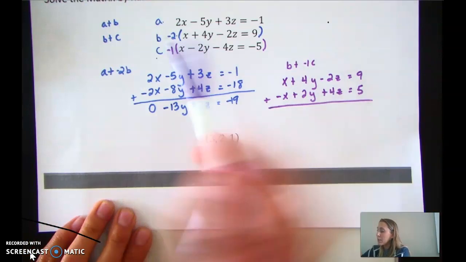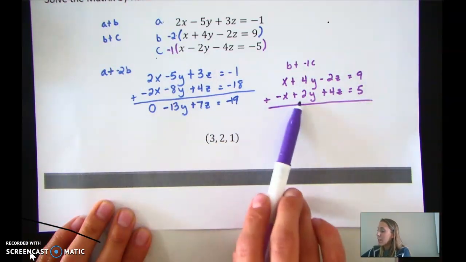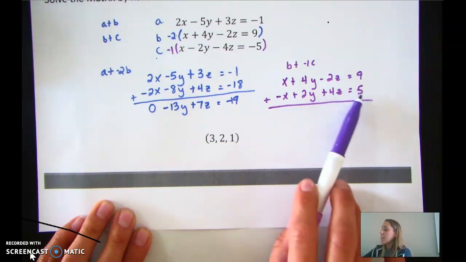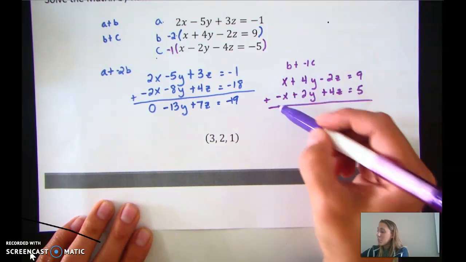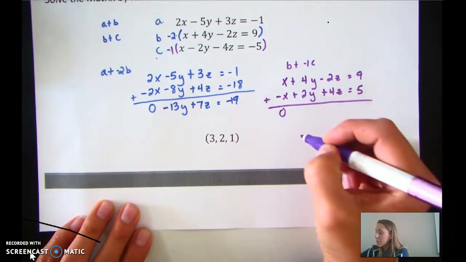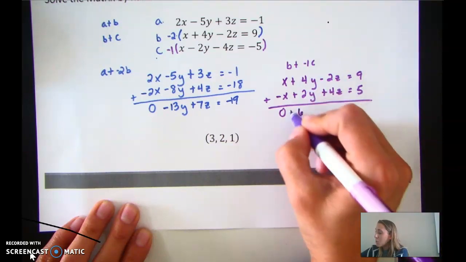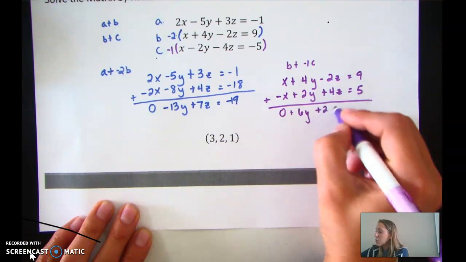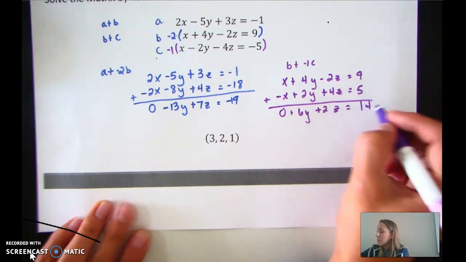So negative 1 times x is negative x. Negative 1 times negative 2y is positive 2y. Negative 1 times negative 4z is positive 4z. And negative 1 times negative 5 is positive 5. So now I have x plus negative x, which is 0. Then I have 4 plus 2, which is 6y. Then I have negative 2 plus 4, which is 2z. And then 9 plus 5, which is 14.